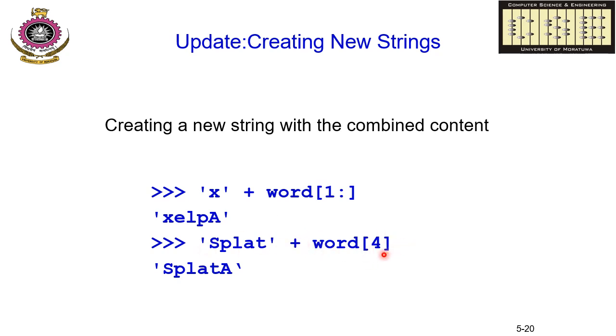In different ways we can concatenate. So this is accessing the element 4 in the word string, and then concatenating it with this new string splat, and that will give you splat A. So this will be a new string.